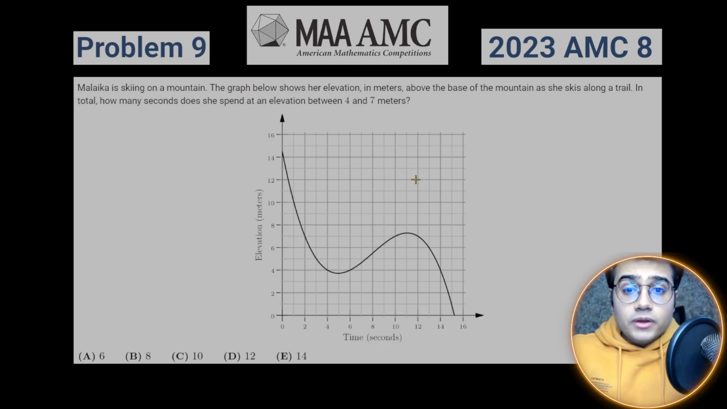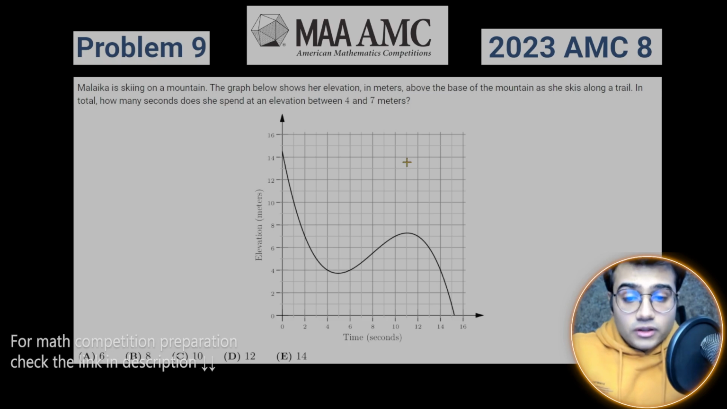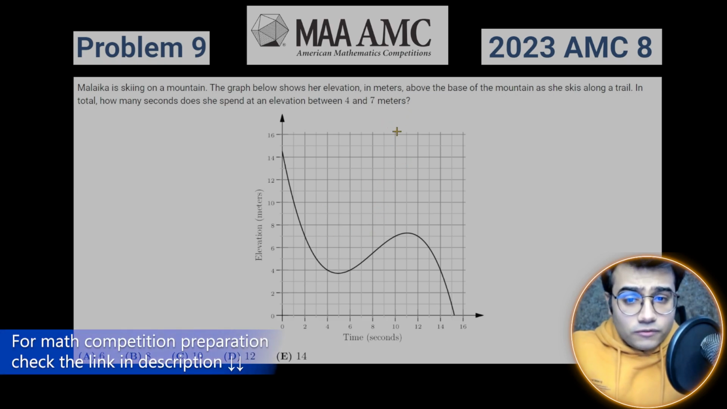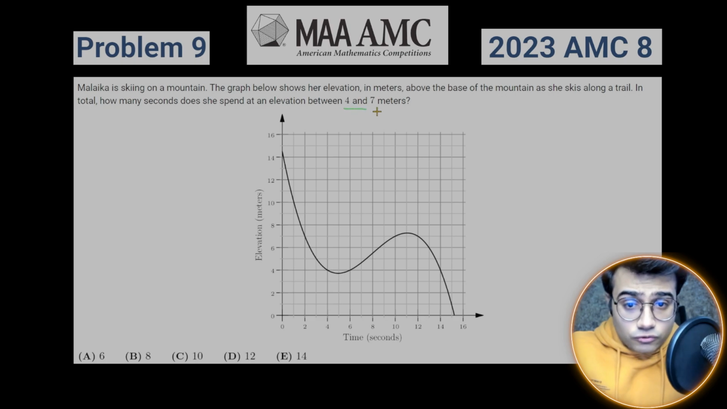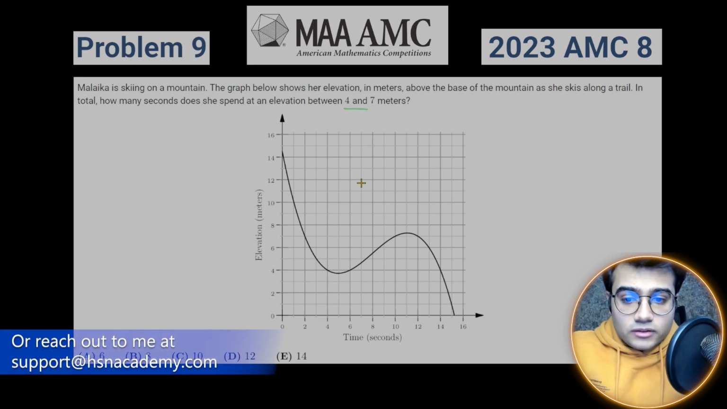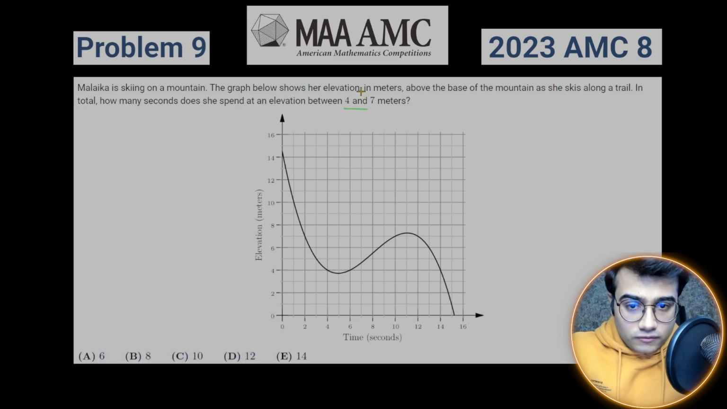So in this problem, they have given us a graph which shows us the elevation of this person against time, and they want us to find out how much time they spend between the elevation of 4 and 7 meters. This is very easy. All you have to do is just mark the levels of elevation that they're asking for. So this is the 4 meter elevation mark, and this is the 7 meter elevation mark. Now let's see how much time does she spend in between them.